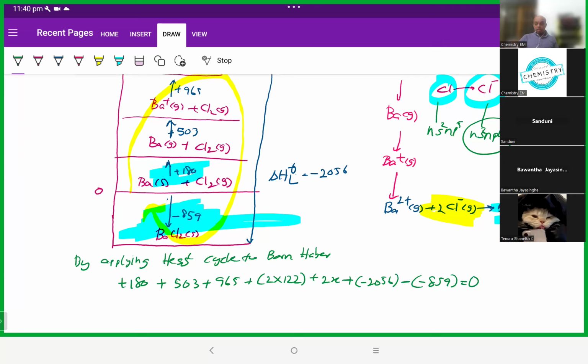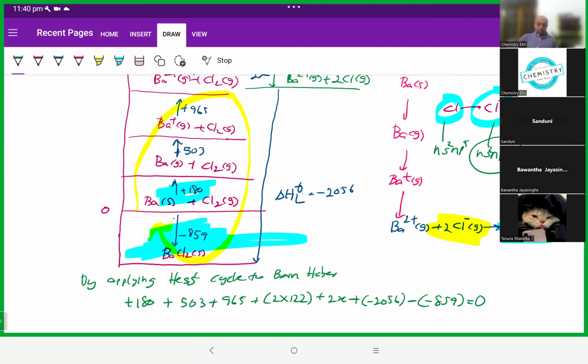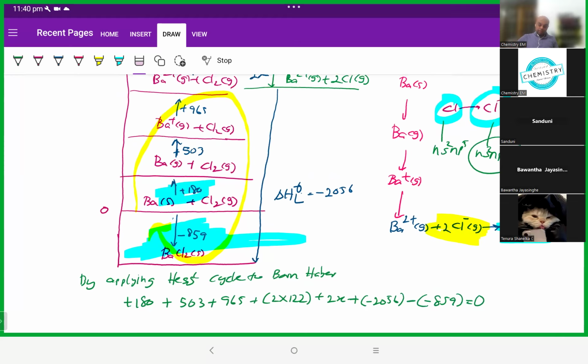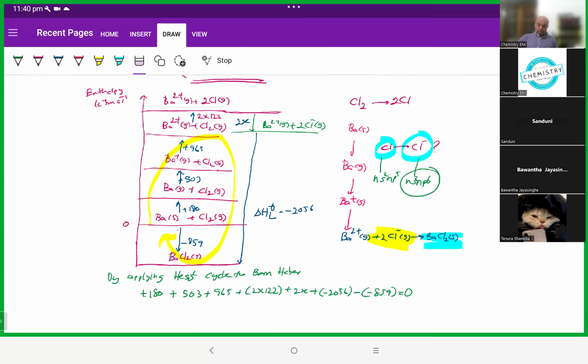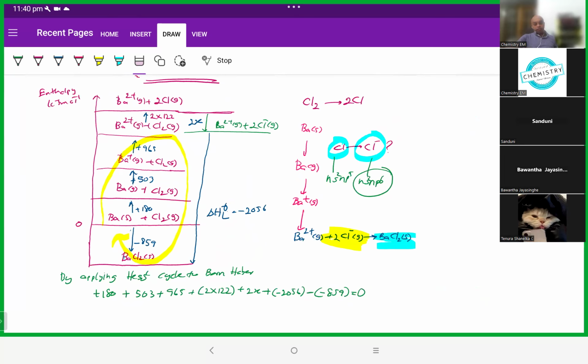That is the electron affinity of chlorine, which we have been asked. Right. Any questions on this one? You can copy this down.